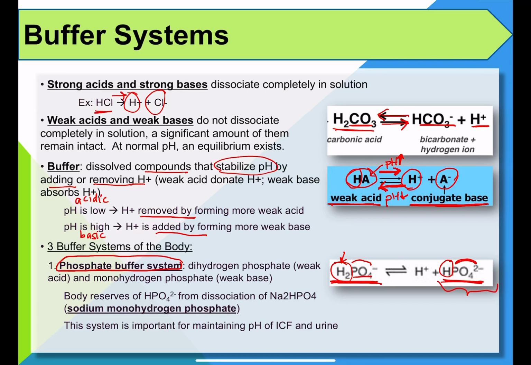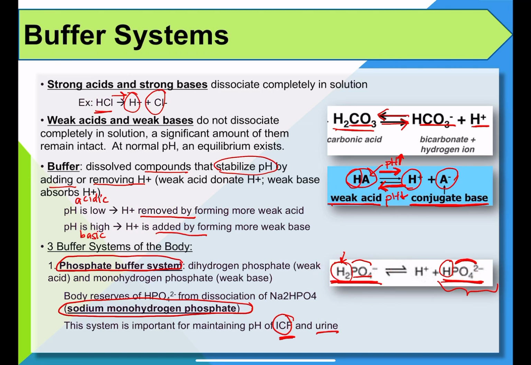Okay, so now if our body runs out of this conjugate base, technically speaking, we always have some sort of reserve in the body as sodium monohydrogen phosphate. Okay, same thing for carbonic acid. We always have a reserve of bicarbonate ions available in forms of sodium bicarbonate in the body. Unless we also run out of that, then we have to ingest that through diet. Okay. So this particular buffer system is important for maintaining pH within the ICF and the urine. It's specifically for the ICF, okay?